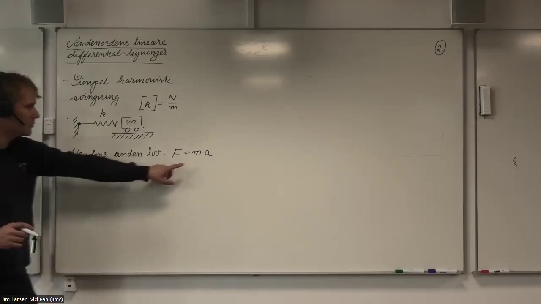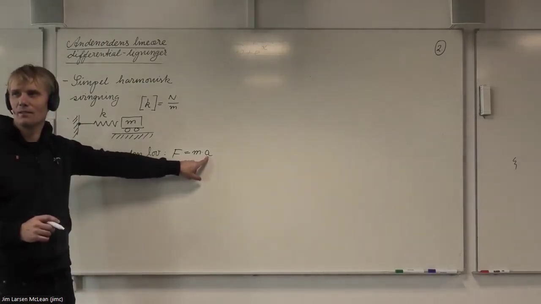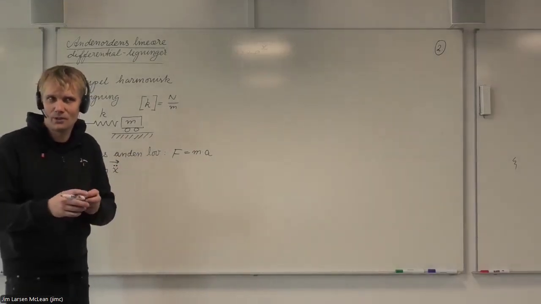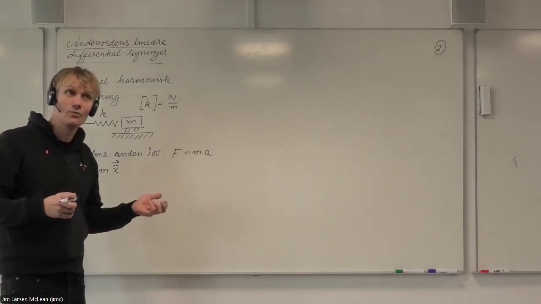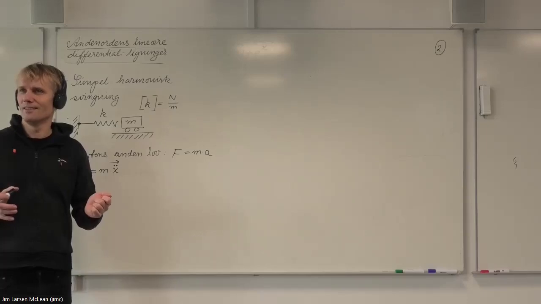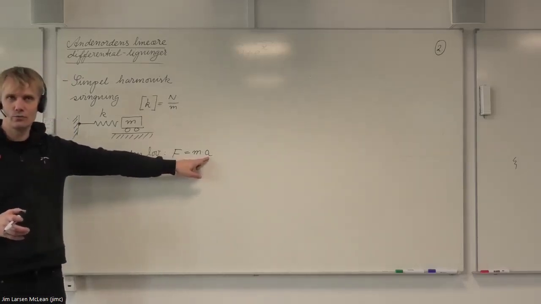Because acceleration, what is it? It is the derivative of speed. Because when something accelerates, it is because it changes speed. So when you differentiate speed, you get acceleration. But what is velocity? It is the derivative of position. So if you take the position and differentiate it twice, you get acceleration.